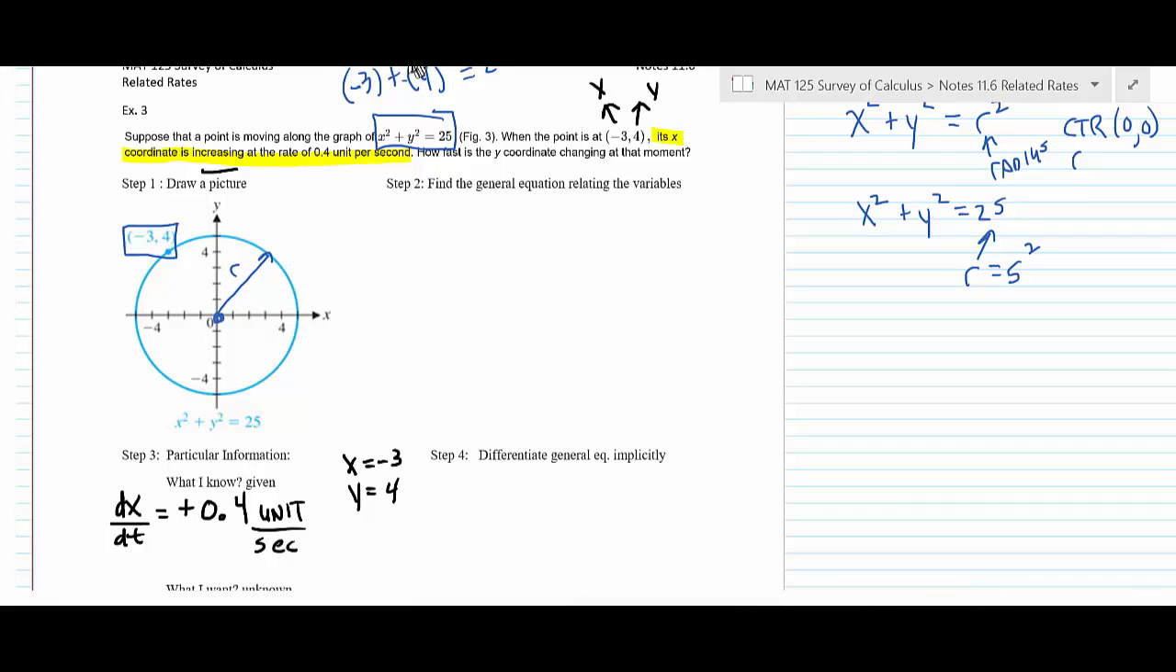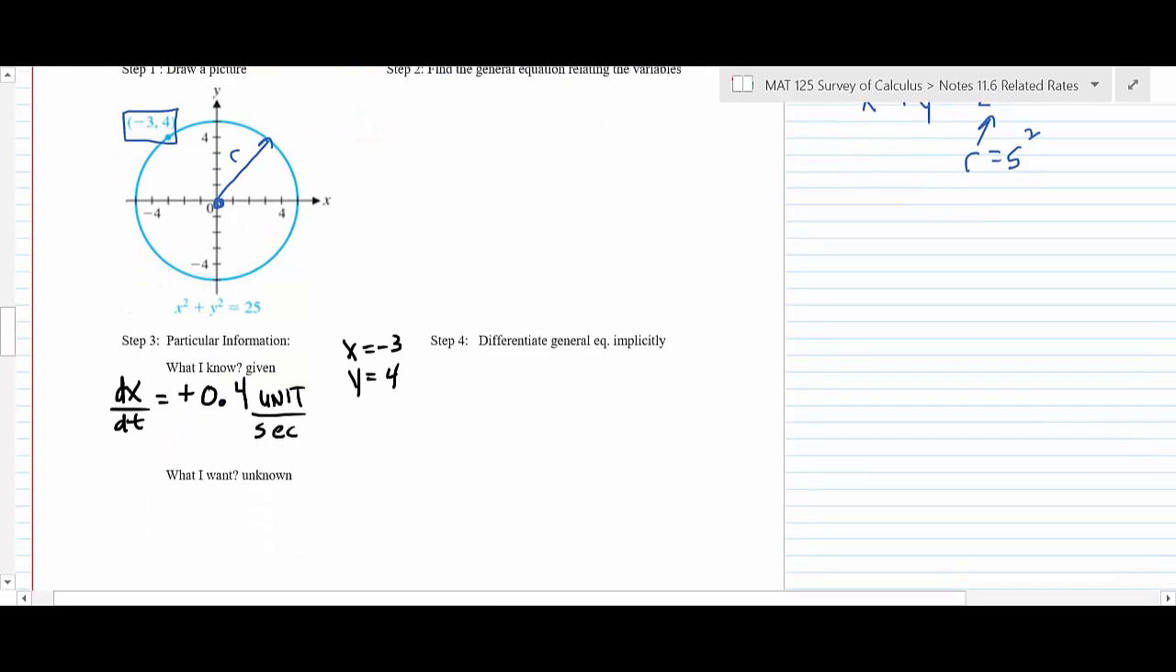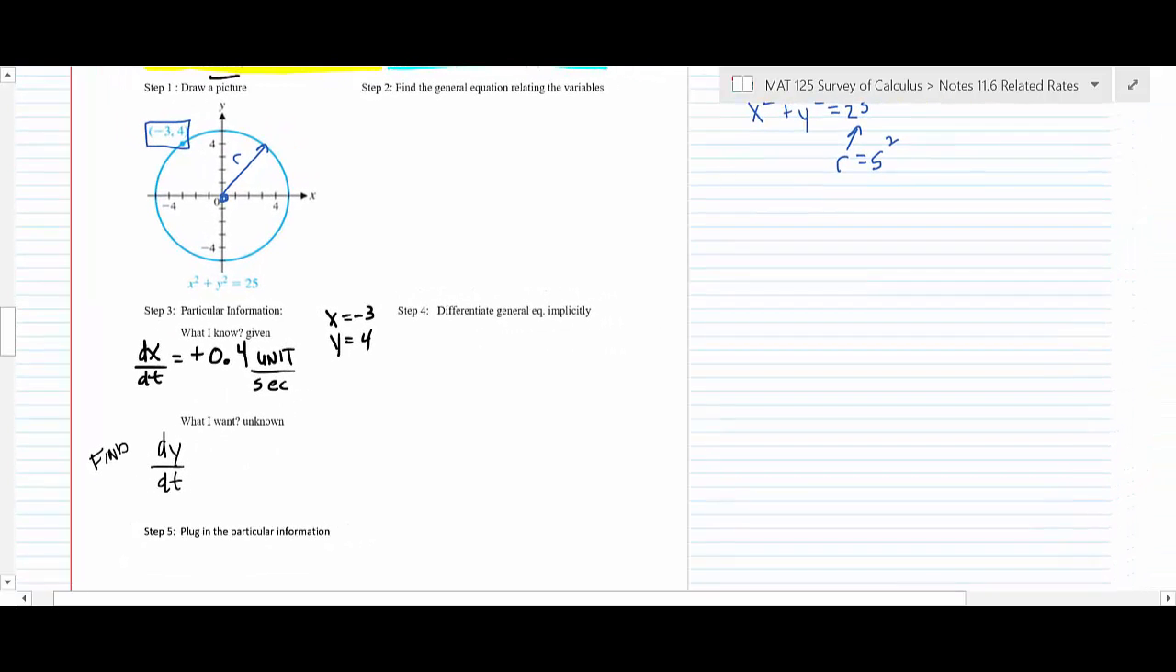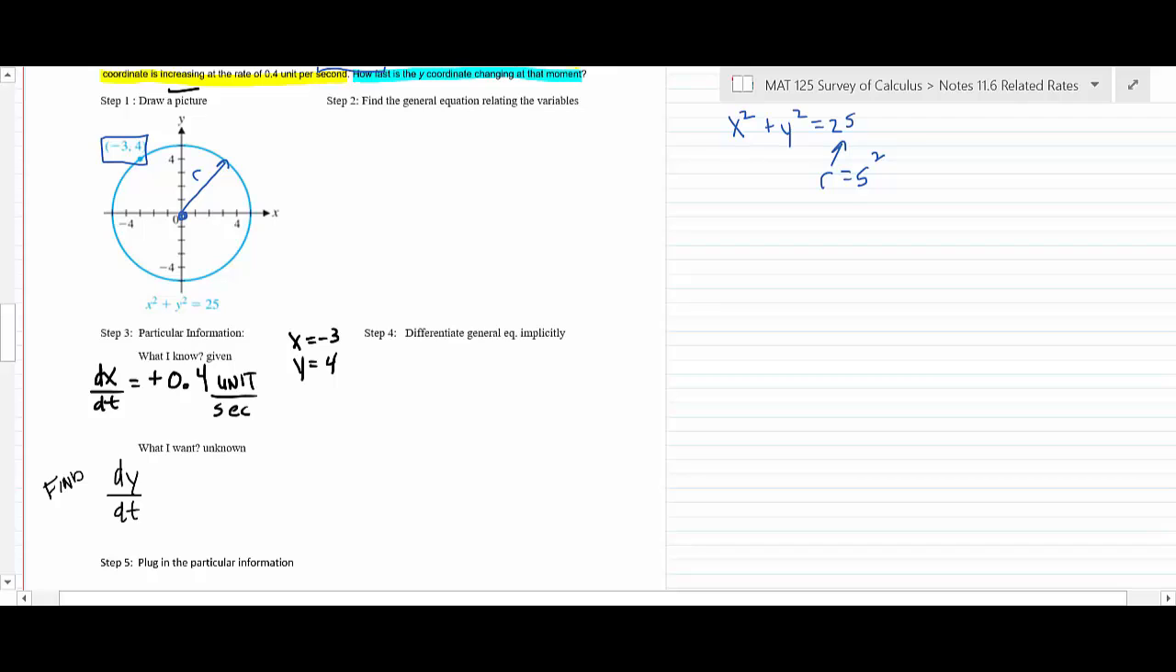Now let's figure out what we are asked to find. How fast is the y coordinate changing at that moment? So what are you trying to find? dy over dt. To me, that's the key to doing related rates, is to be able to write this language correctly in that Leibniz notation. That's what you're trying to find, right there. So we have identified everything we were given, and we know what we're trying to find.